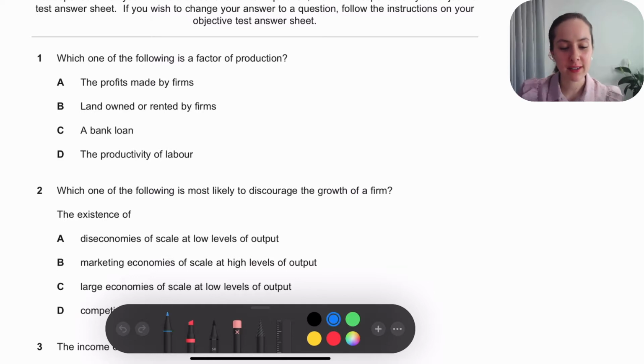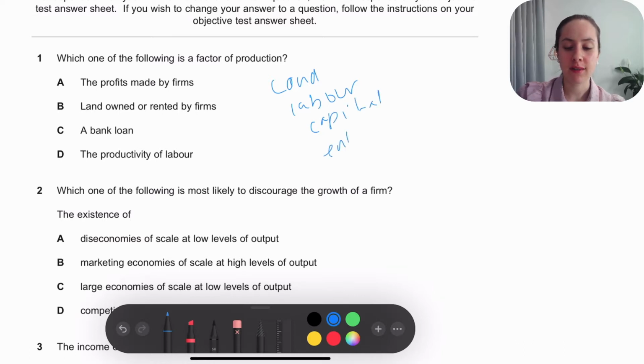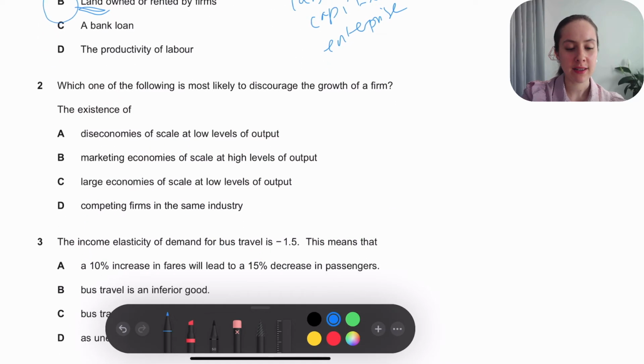Which of the following is a factor of production? We are looking for land, labor, capital, enterprise. They might not phrase it in the same way, but let's take a look and hopefully we find that. Now we've got land here, that's the answer.